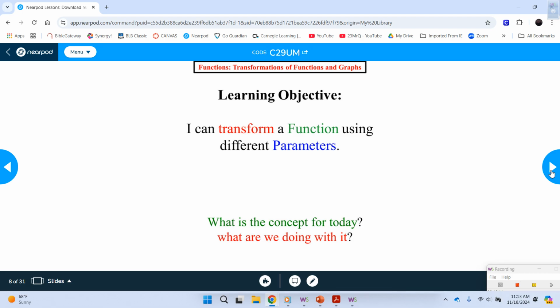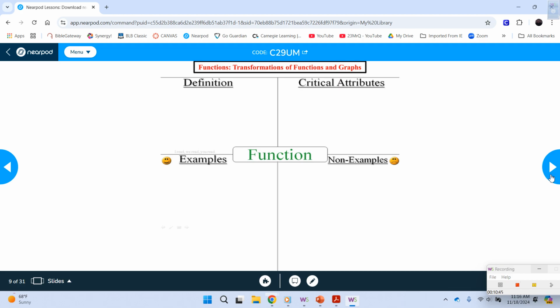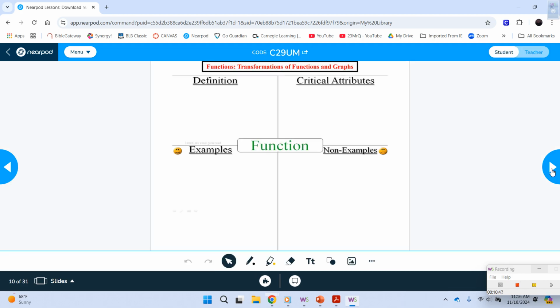And our objective for today reads, I can transform a function using different parameters. All right, y'all ready? So, with that said, we're going to be transforming functions. Do we know what functions are by now? Yes. That's why we don't need a Frayer model. So that means that for every input, there should be one output, 1 to 1.